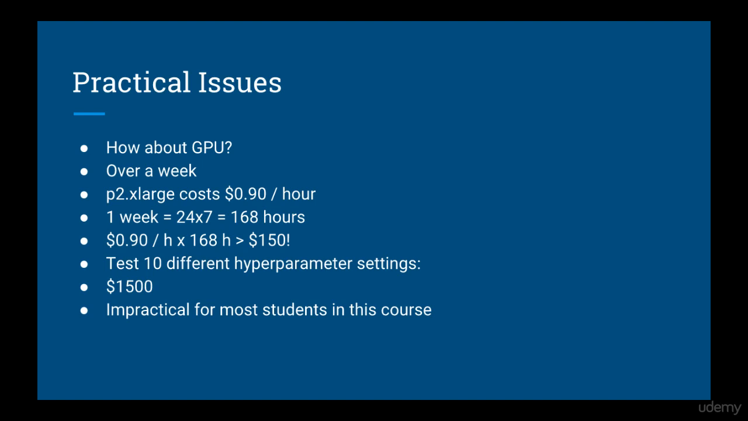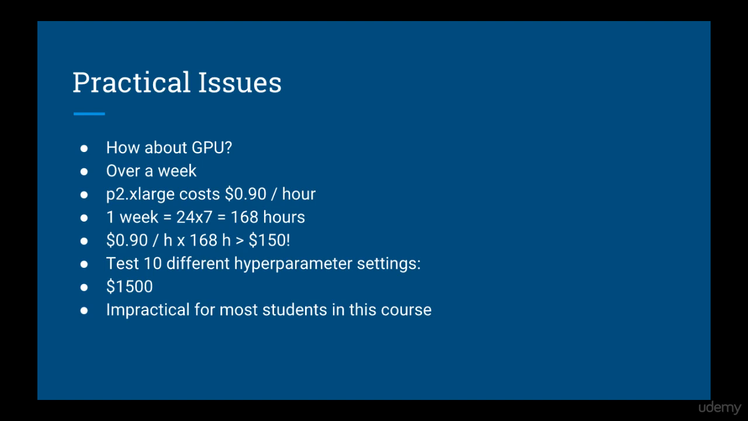Let's do a quick calculation. Suppose you're using a P2X large on EC2, which costs 90 cents an hour. How many hours are there in a week? That's 24 times 7, which is 168 hours. Multiply that by 90 cents. That's over $150, and that's just one training instance.